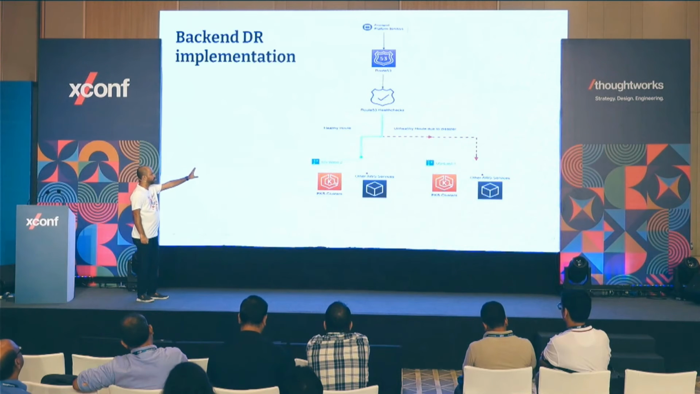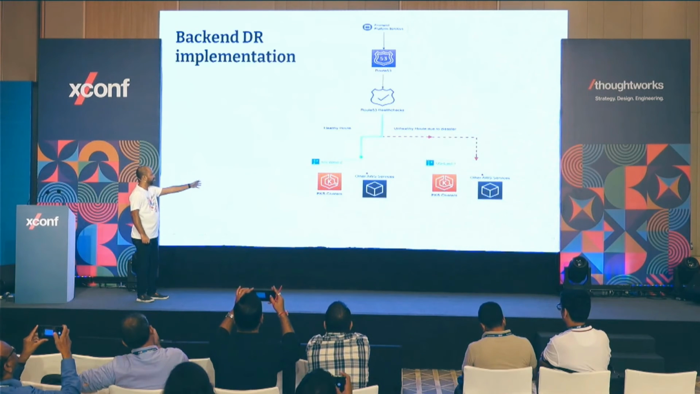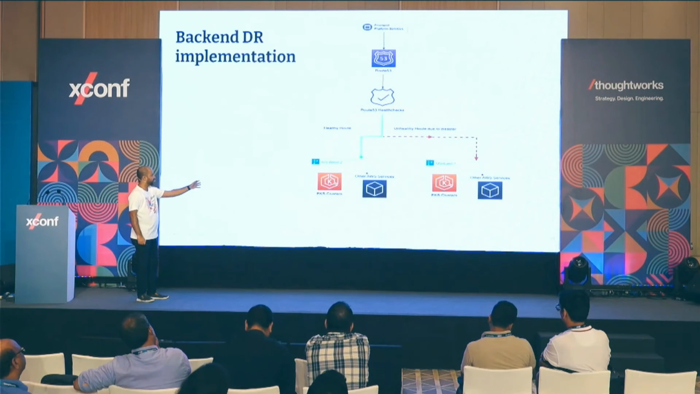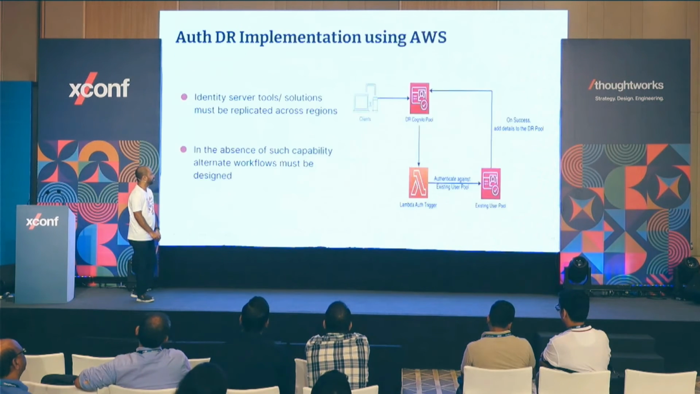So this is an AWS level implementation for it. You have a Route 53, you have Route 53 health checks. The healthy route goes to your EKS clusters on the left. On the unhealthy route, once it's gone, it starts serving traffic from the other region.